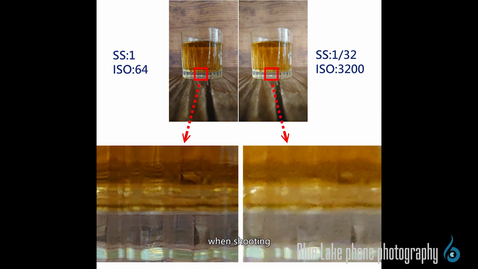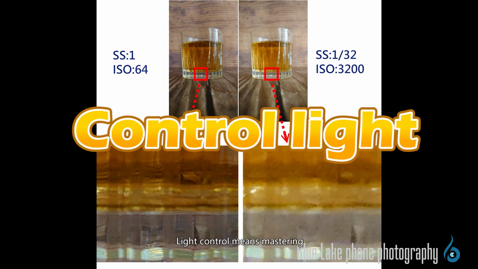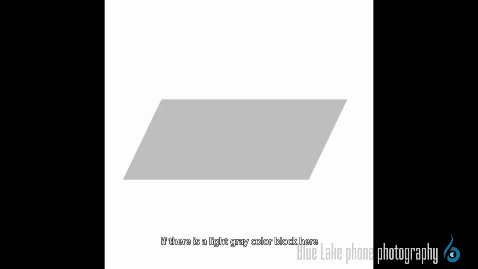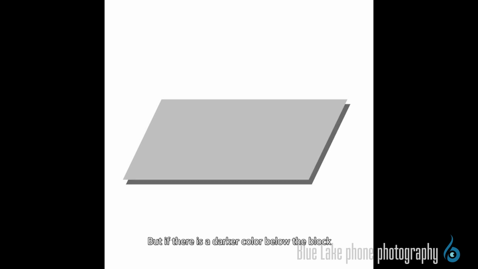Furthermore, when shooting, in addition to sufficient light, it's more important to have the light difference, which involves the ability to control light. Light control means mastering the appropriate difference between light and dark. For example, if there is a light gray color block here, and it's the only color block on the painting, it will look a little flat, unclear, or even foggy. But if there is a darker color below the block, you can find that the original gray block becomes more obvious and even more popped out.